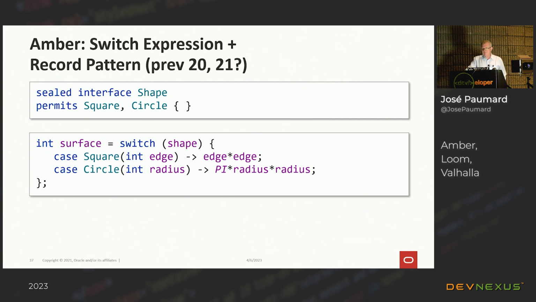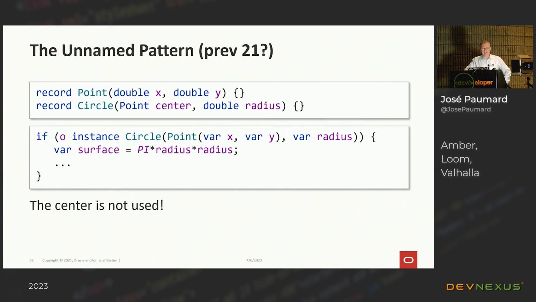All right. So what's in it for patterns in the future? The next thing we should have in 21, it's on track. It's called the unnamed pattern. Suppose you have a record point and a record circle, and the circle has a center. So center is a point, and a radius, which is a double.